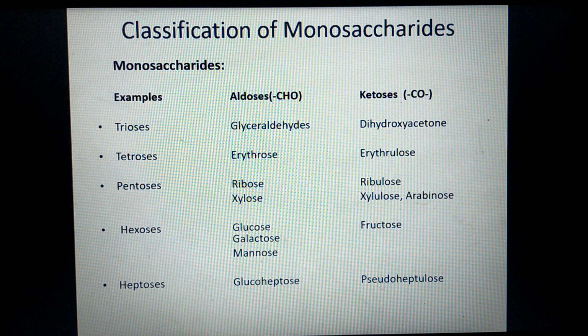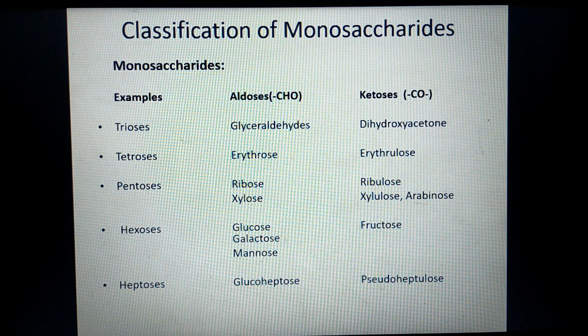example is dihydroxyacetone. Next, monosaccharide with 4 carbon and aldehyde group, example erythrose, and with keto group, example erythrulose. Monosaccharide with 5 carbon and having aldehyde group, examples are ribose and xylose, and with ketone group the examples are ribulose, xylulose and arabinose. Next, monosaccharide with 6 carbon and aldehyde group are glucose, galactose and mannose, and with ketone group the example is fructose.